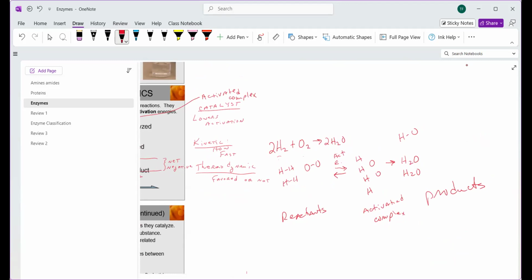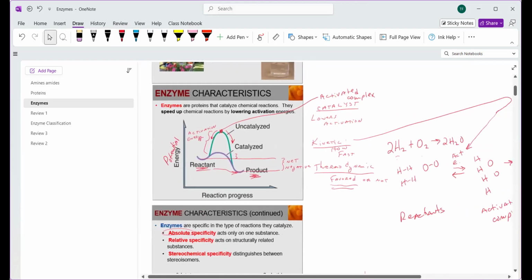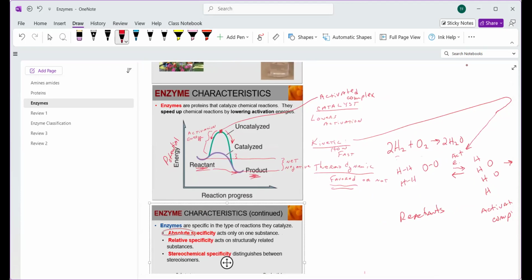Okay, so this activation energy again determines how fast the reaction goes. The lower the activation energy, the faster the reaction goes. Okay, so we have how fast it goes and whether it's stable or not. We call that thermodynamically favored if the products are more stable than what you start with. That means the products have lower potential energy than the reactants.